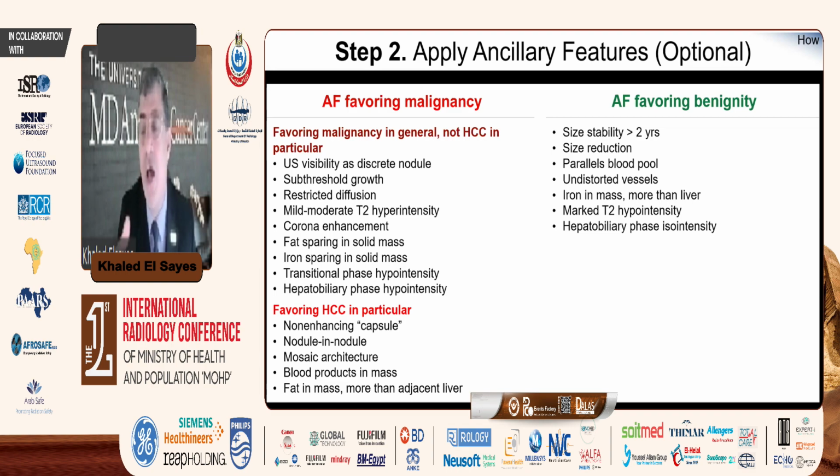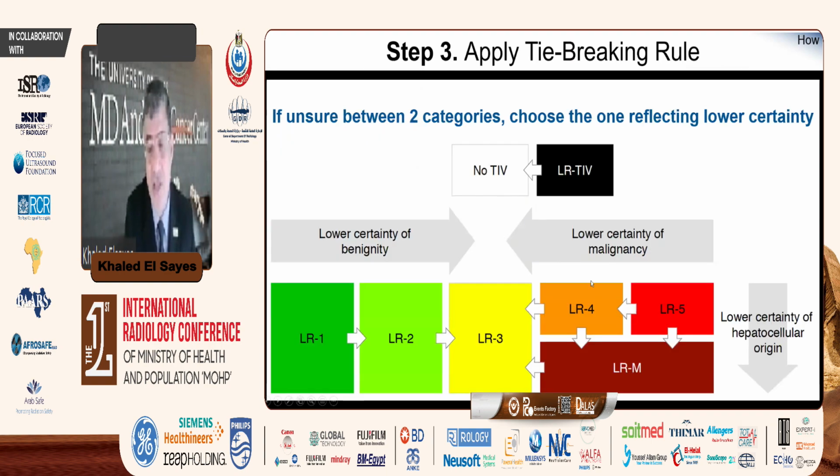And marked T2 hyperintensity, actually, not hypointensity, hyperintensity, because you see that with hemangiomas and you see that with cysts, right? And we say an ancillary feature, something that's favoring, right? Not for sure. And the hepatobiliary isointensity, because hepatobiliary hypointensity is a very strong ancillary feature favoring malignancy. And that's how you apply it.